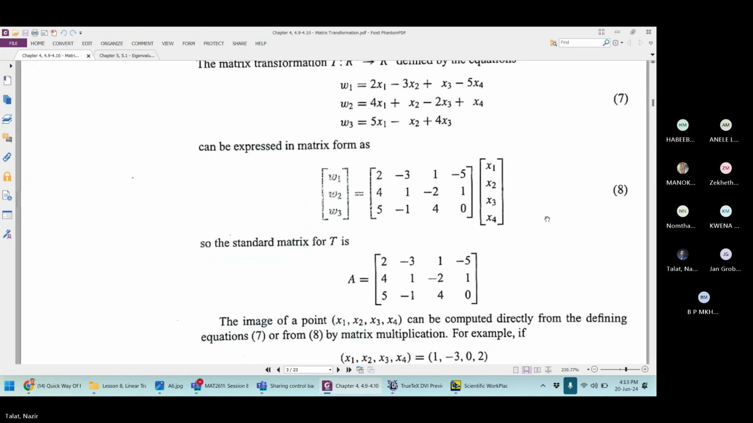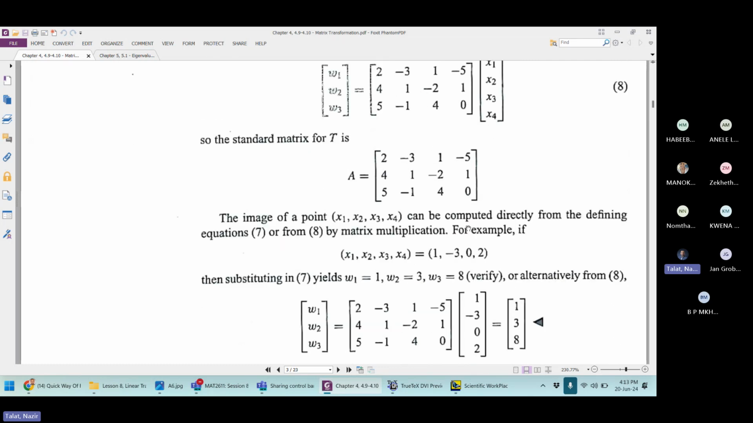Notice that here you get a matrix A. This matrix A is very important, and we call it the standard matrix for T. This matrix A is playing the role of an operator. It takes the elements x1, x2, x3, and x4, and when multiplied with A, it gives us a new vector w1, w2, w3. It means this matrix is playing the role of a matrix transformation, so it's playing like a function.